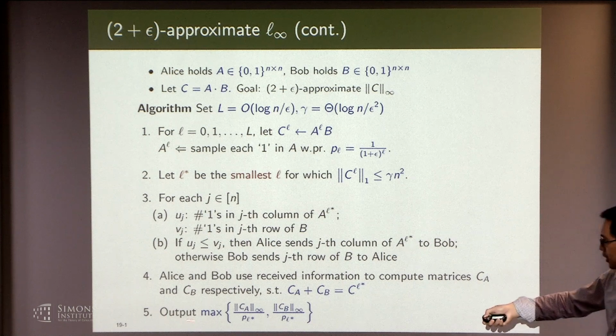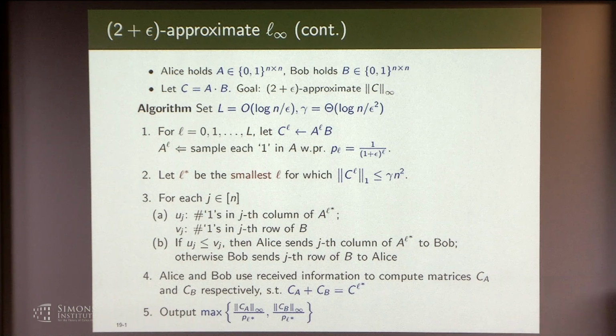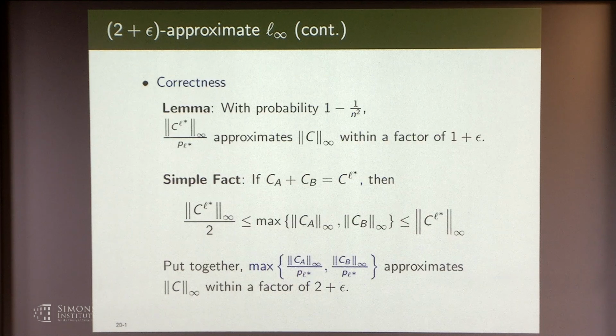And then the last line costs 1 round. So in total, it's a 4-round protocol. And so correctness is actually very simple.